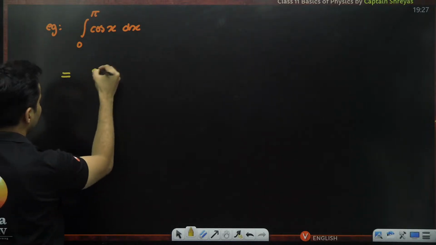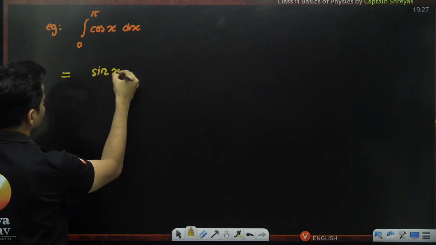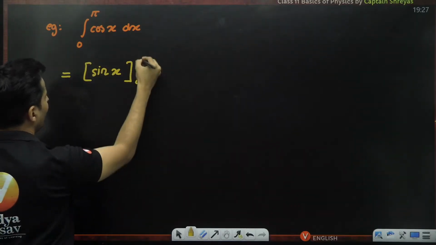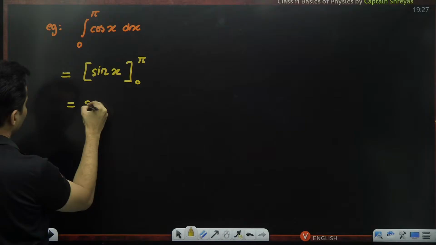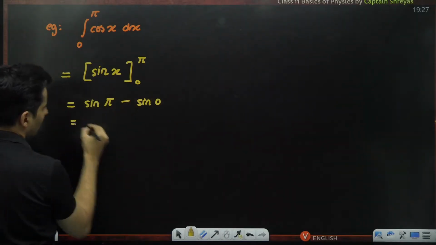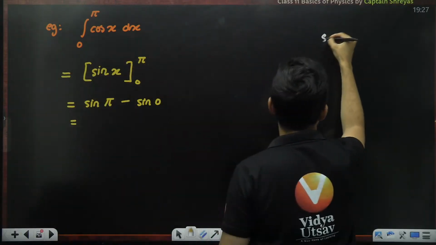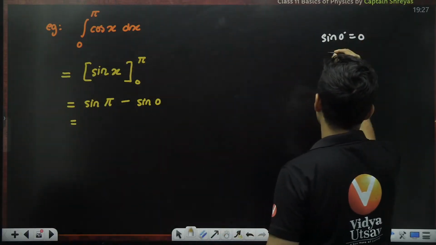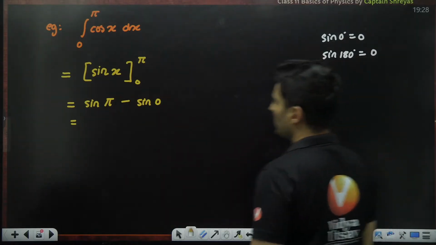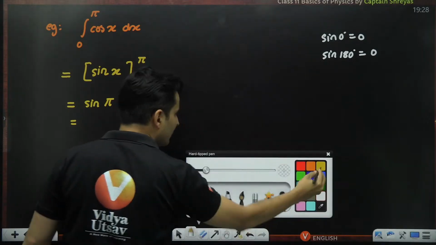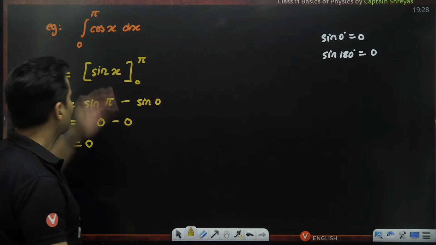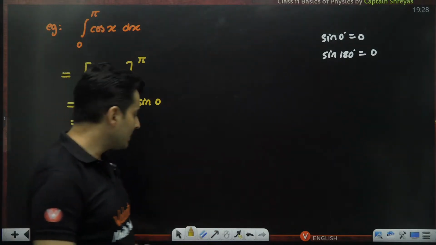Integration of cos is basically sine of x. The sine x derivative is cos of x. And then put 0 over here and pi over here. Then you put sine of pi, and then you put sine of 0. Please keep in mind that sine of 0 degree is 0. Sine of pi, meaning sine of 180 degree, is also 0. So it turns out that this will be 0 minus 0, which is a big fat 0. So I did it properly and I got the answer as 0.